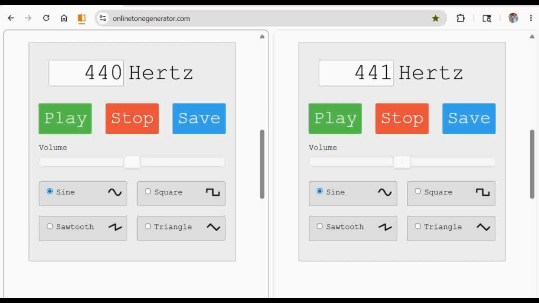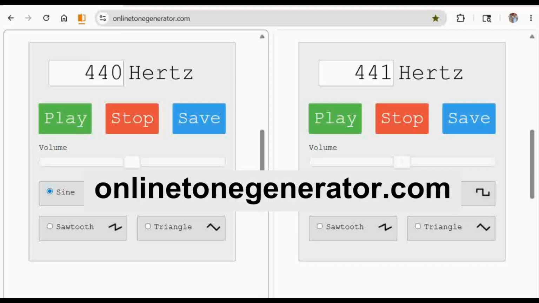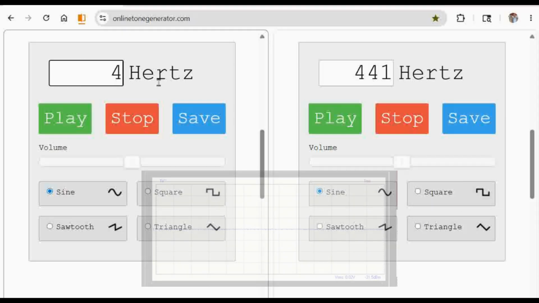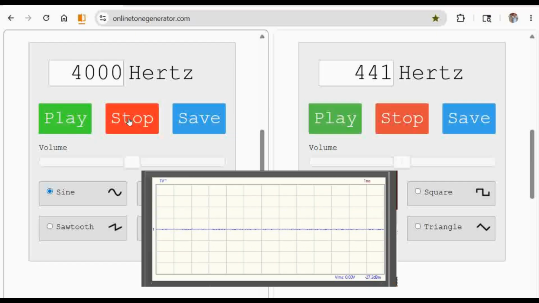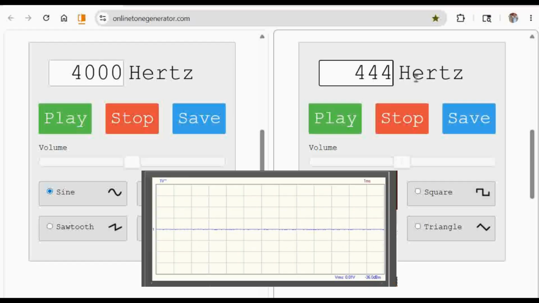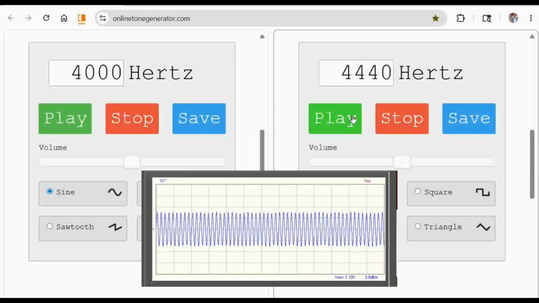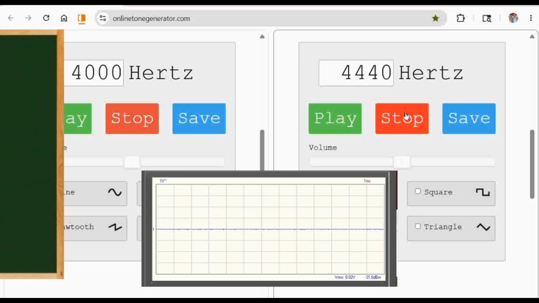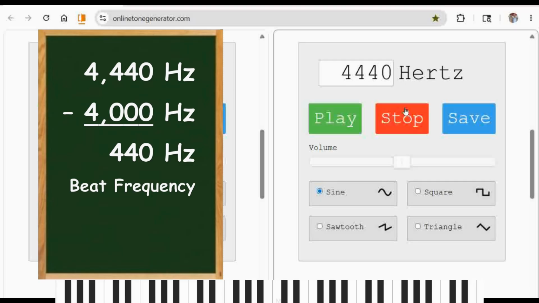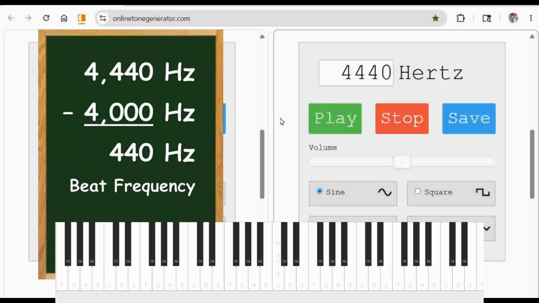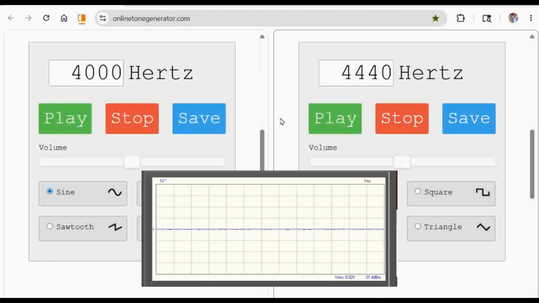The website we're using for this experiment is onlinetonegenerator.com. Let's set our tone generator on the left at 4,000 Hertz, and on the right 4,440 Hertz. The difference between these two tones is exactly 440 cycles per second, which on the musical scale is A above middle C. So if we play them at the same time, we should be able to hear that note.